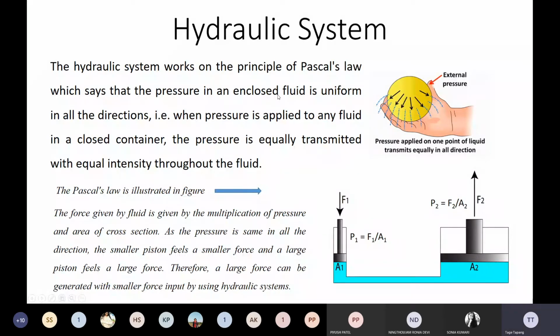You go through this again. Pascal's law, which says that pressure in an enclosed fluid is uniform in all directions. That is, when pressure is applied to any fluid in a closed container, the pressure is equally transmitted with equal intensity throughout the fluid. So with equal intensity, it means equal pressure. So here is one example, very classic example, an application of Pascal's law, how we are using in hydraulics. This I will explain in the following slide.